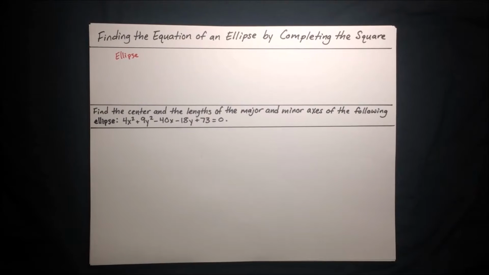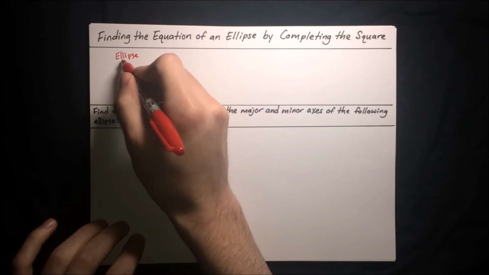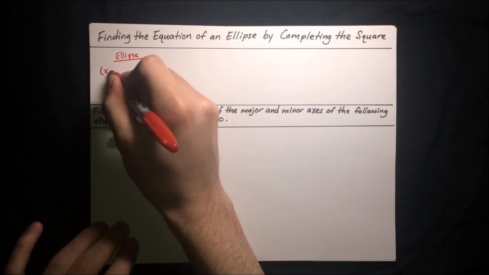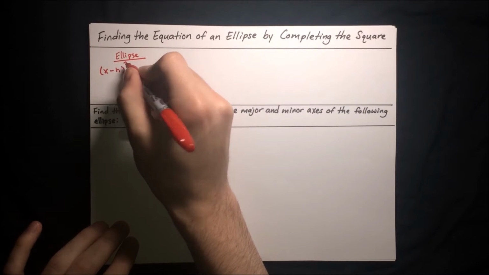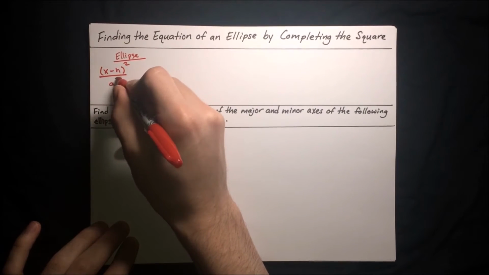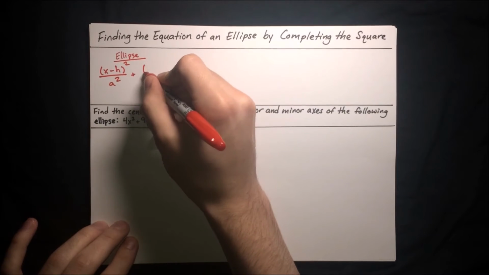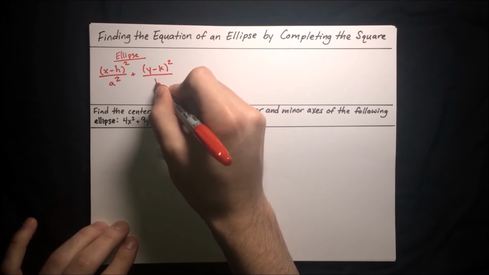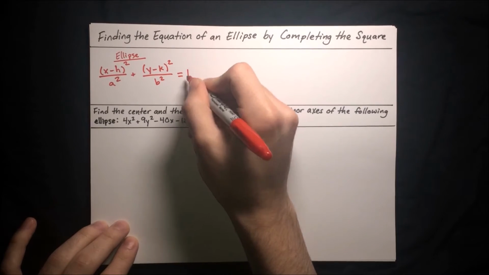In this video, I'm going to show you how to find the equation of an ellipse by completing the square. First of all, what is the equation for an ellipse? Well, an ellipse takes the following form in an equation. It goes (x minus h) squared over a squared, plus (y minus k) squared over b squared, is equal to 1.